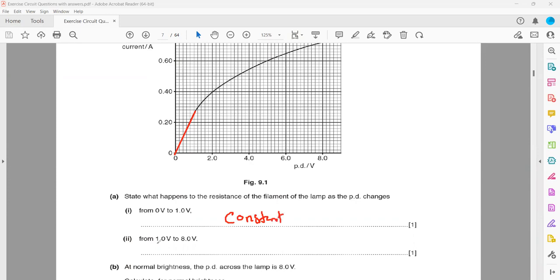But then what happened from 1 volt to 8 volts? This part, the slope is decreasing. It means the resistance is... No, wait, for the earlier part there is a slope, but the slope does not change. Here we don't say there is no slope. Here we say the slope is constant. So if the slope is constant, it means the resistance is also constant. But for this part, what happened? The slope is decreasing. So if the slope decreases, what happens to resistance? It will increase. So in this part, the resistance will increase.